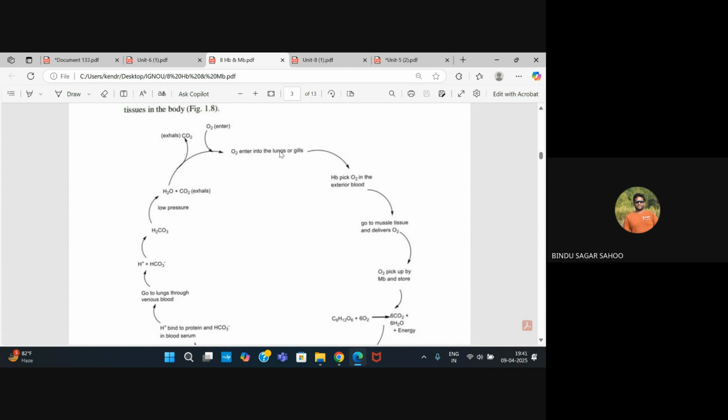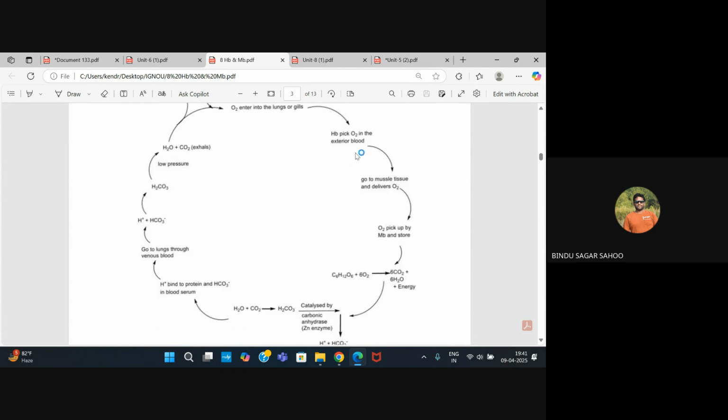In the lungs, the condition is like this: the partial pressure of oxygen is very high. At high partial pressure, hemoglobin binds with oxygen. But in the muscle tissue, the partial pressure of oxygen is very low. That means in the muscle tissue the availability of oxygen is very low. That's why it delivers the oxygen. So it depends particularly upon the partial pressure condition.